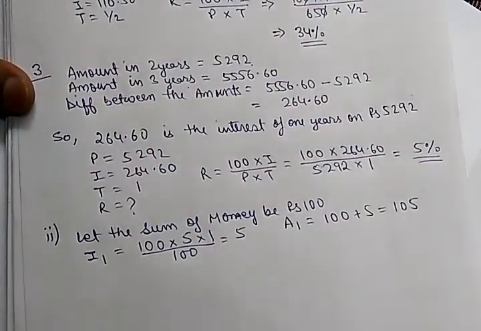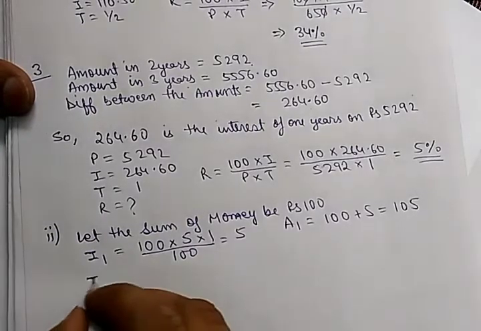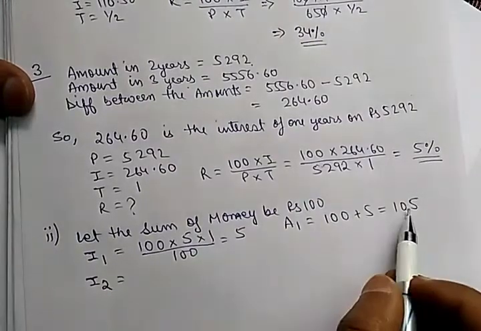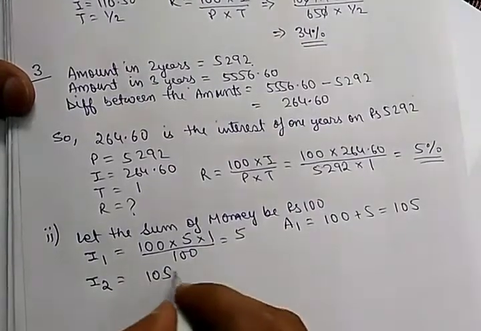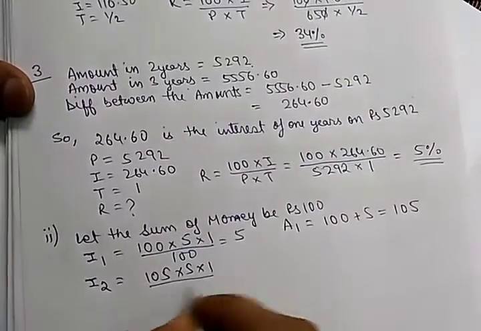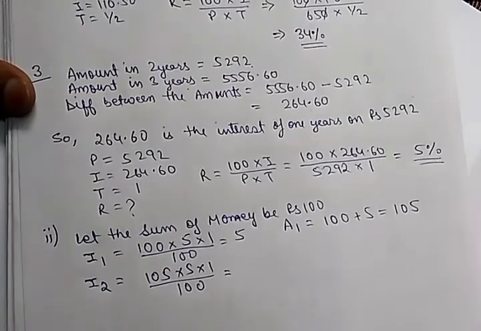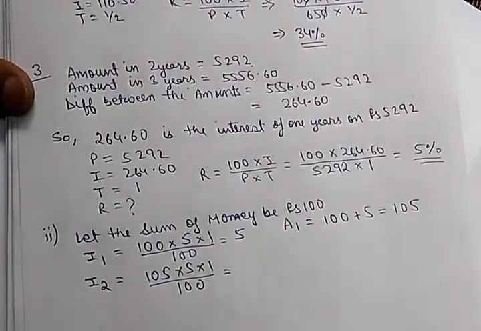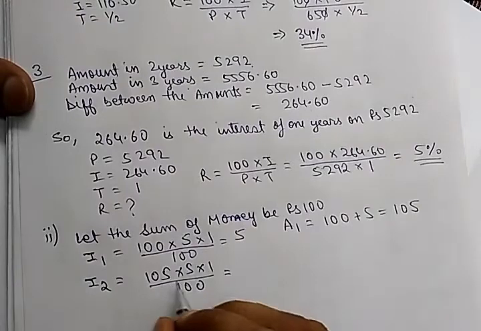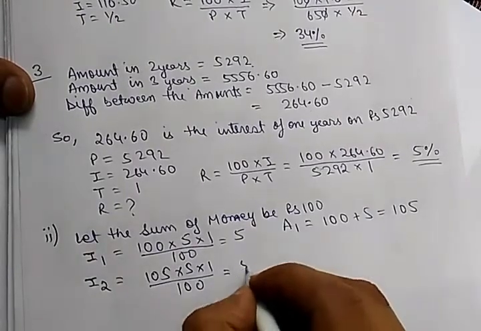Now we will use the unitary method for 2 years. The interest for the second year: this 105 will become the principal. So 105 into 5 into 1 by 100. When we solve this, we get 5.25.